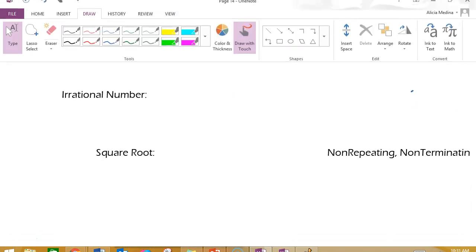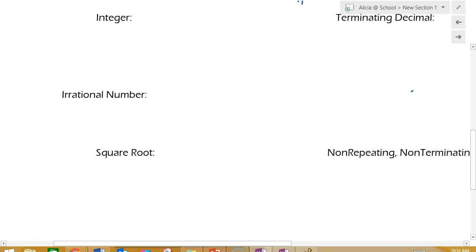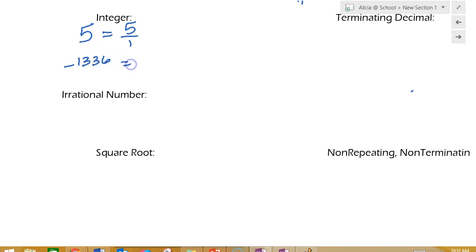So anything that has some type of repeating decimal is considered a rational number. Alright, the next one that is considered a rational number are normal integers. Normal integers is kind of what we're used to seeing. For example, 5 is an integer. That could be written as a fraction because I simply put it over 1. It might have a negative, negatives are also integers. So if I have negative 1,336, well, I can write negative 1,336 over 1. So any integer can be written over 1, which is also a rational number.